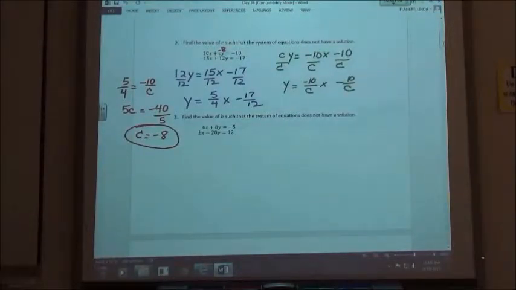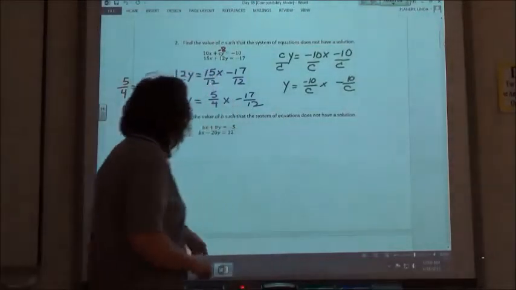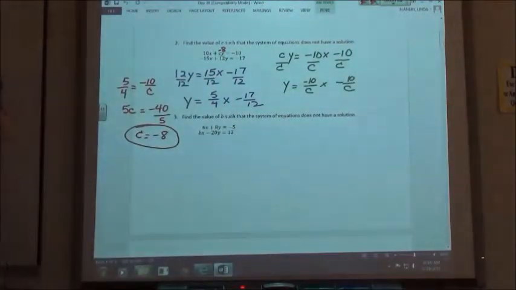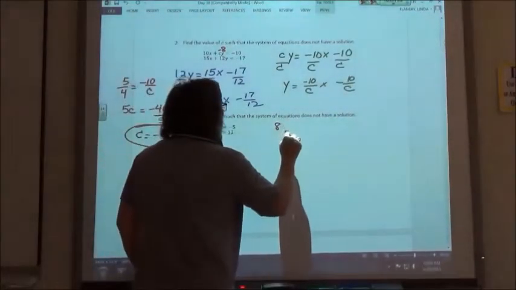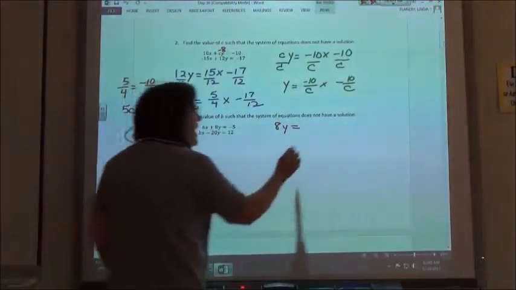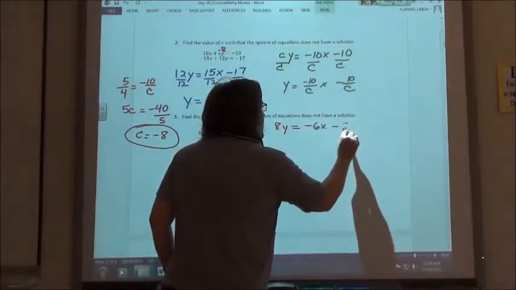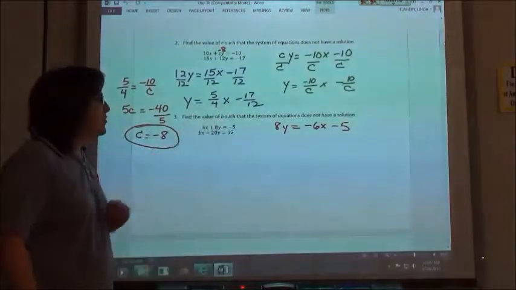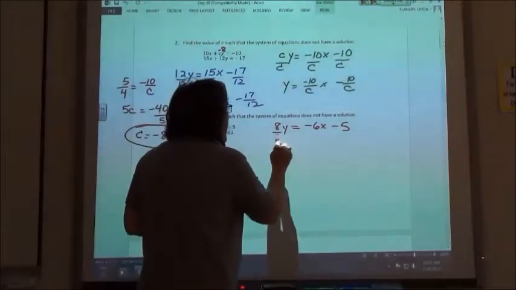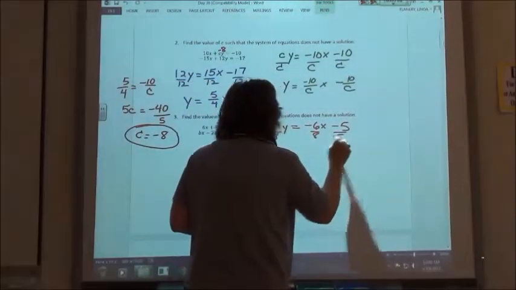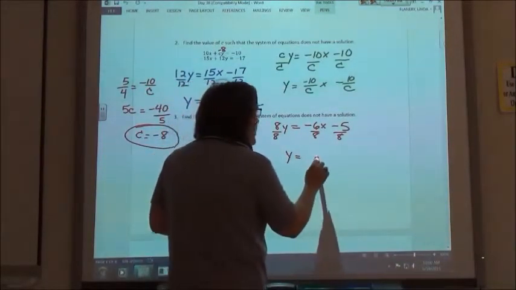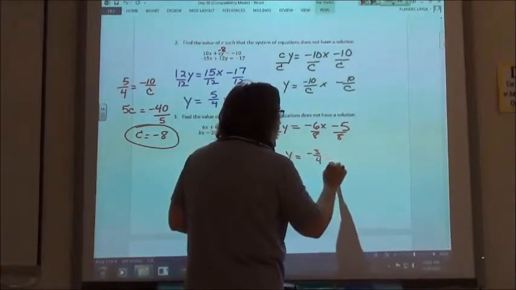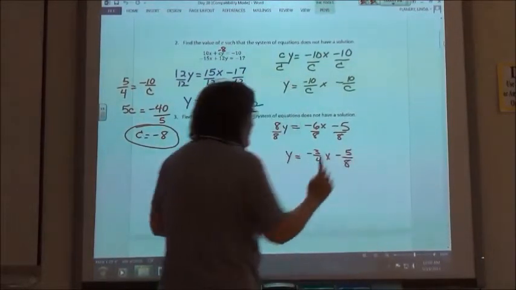Number 3, again, wants us to find the value of b so that the system's equations do not have a solution. I'm going to take my top equation again, solve it for y, put it in slope-intercept form. So 8y would equal, that would be negative 6x minus 5 then, moving my x term to the other side. I'm then going to divide by 8. Y is going to equal, and if I divide that by 2, I'm going to get negative 3/4 x minus 5/8.